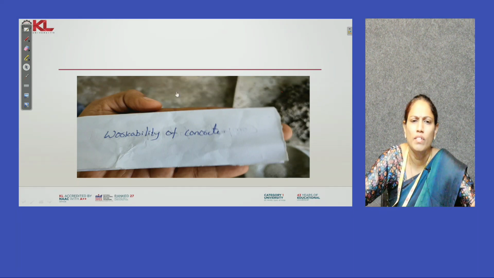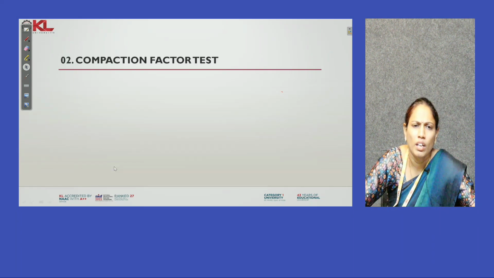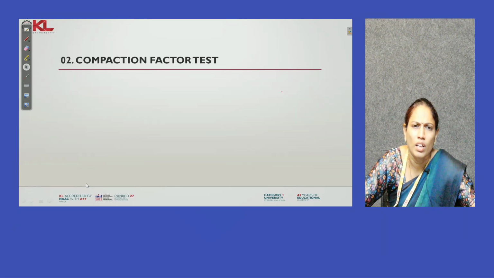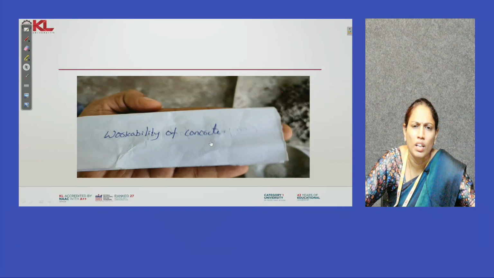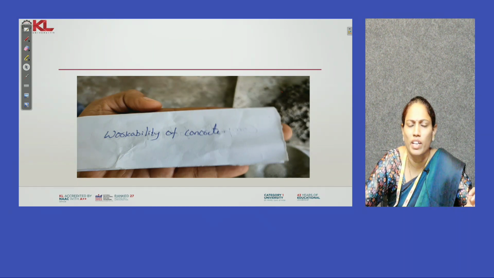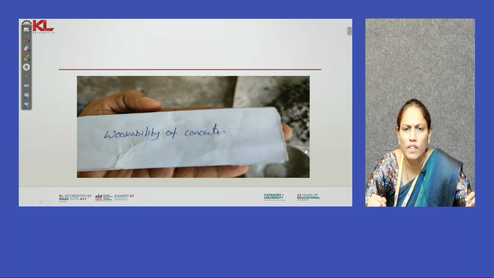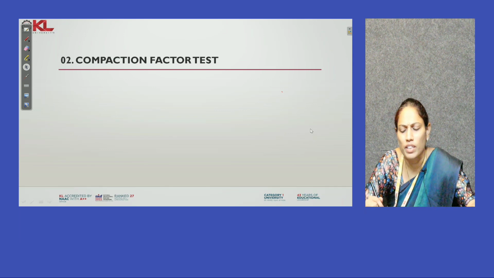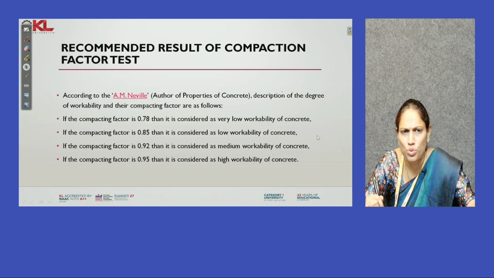Workability. So if you see the workability of concrete, actually we have taken a video. In next class we can see the video. Compaction factor test also we have taken a video and will show it to you. So the recommended result for the compaction test is the compaction factor.